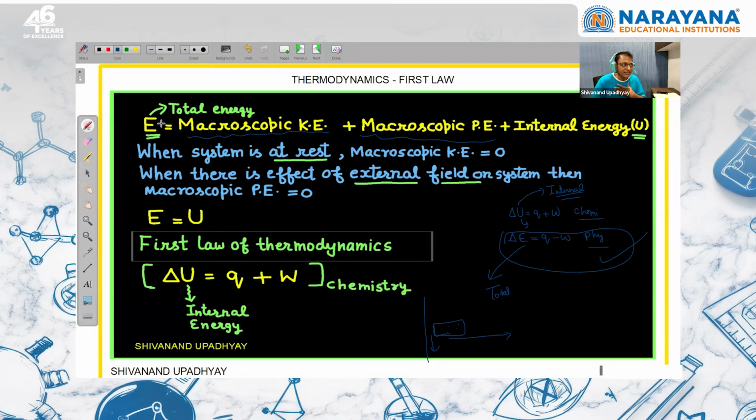So we are saying that in our case, since our system is at rest and there is no effect of external field, the total energy is equal to internal energy. So that's why in chemistry we write internal energy and in physics we write total energy, right? So that is the difference between internal energy and total energy. For us, the system is at rest and there is no effect of external field. That's why the total energy and internal energy are equal. So in chemistry we write the first law in this way, right?